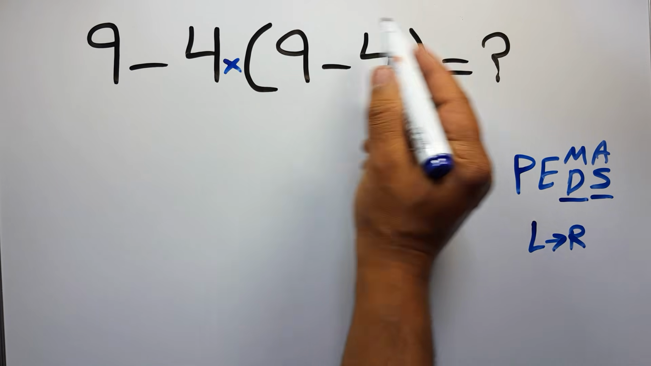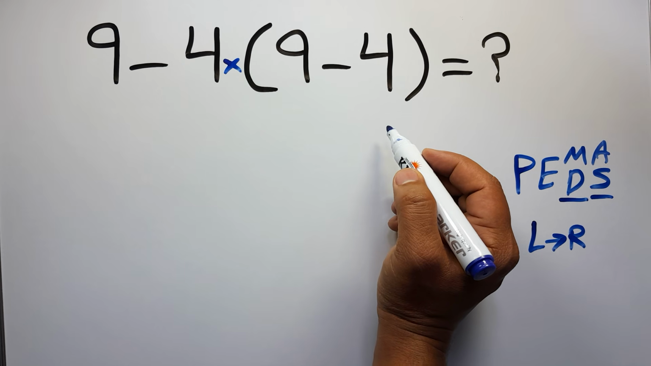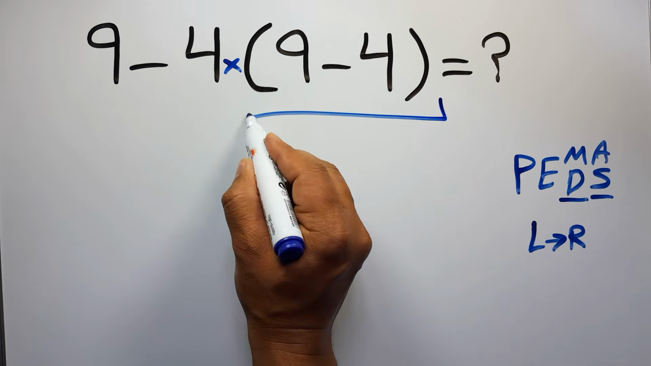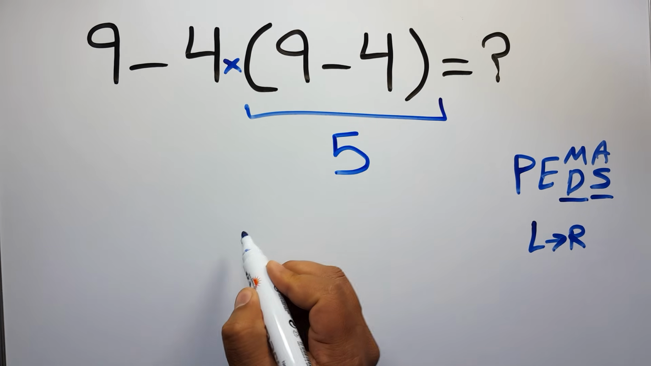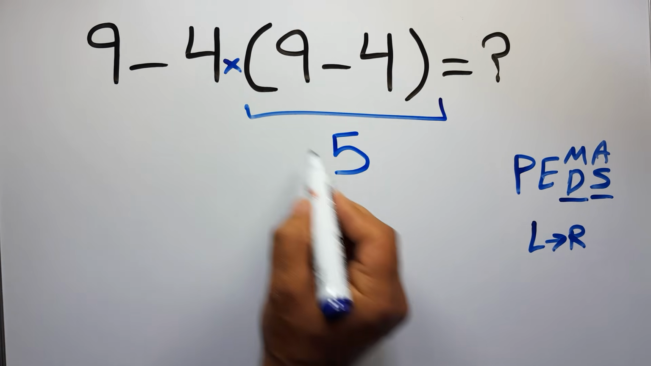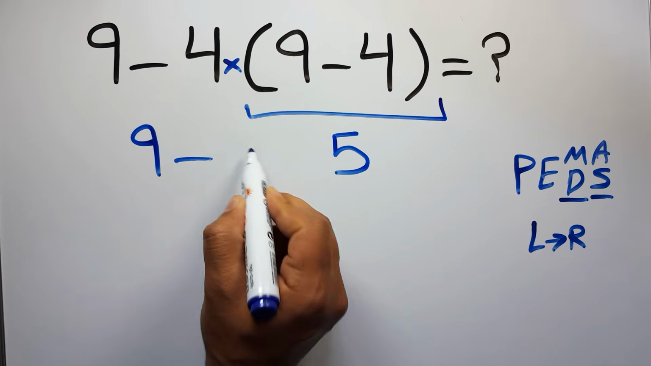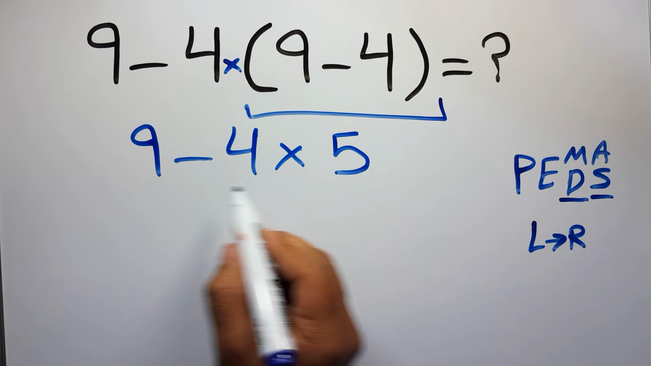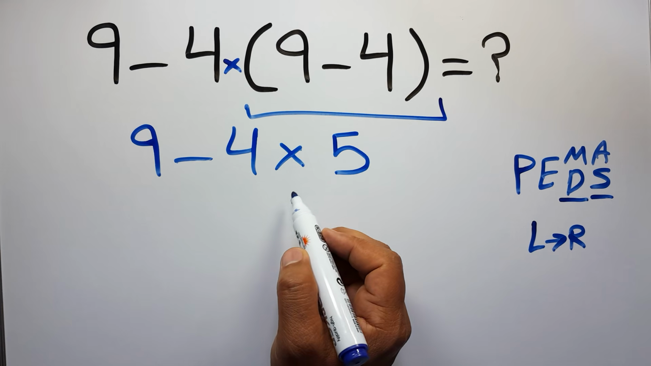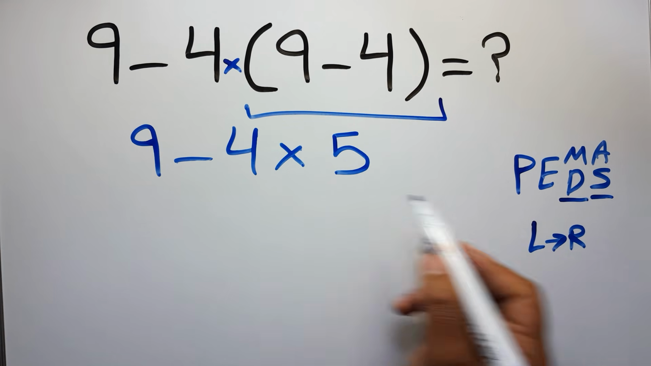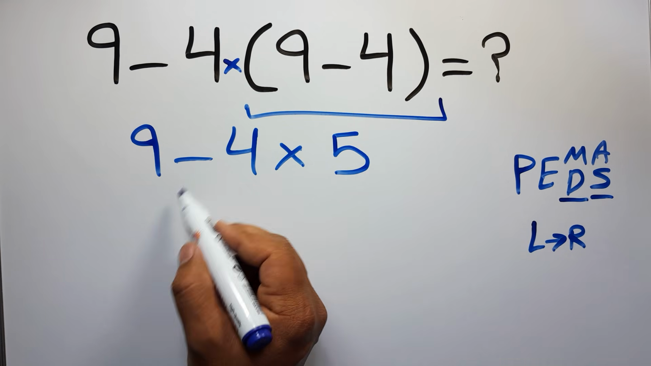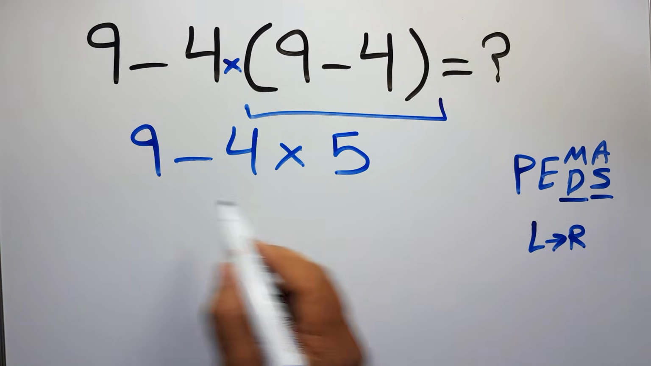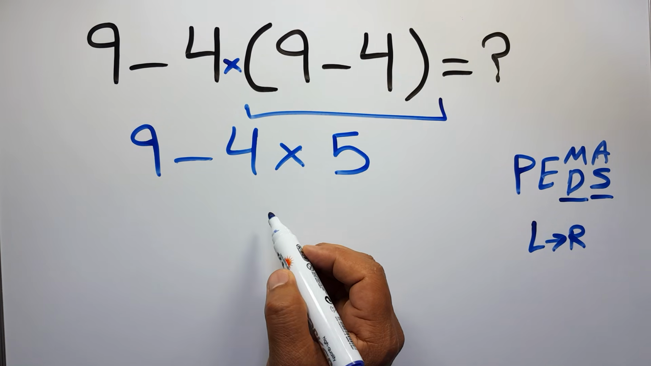So first we have to do this parentheses. Inside this parentheses we have 9 minus 4, which gives us 5. So we have 9 minus 4 times 5. In this expression, we have one subtraction and one multiplication. According to PEMDAS, multiplication has higher priority than subtraction because multiplication comes before subtraction. So here first we have to do this multiplication.